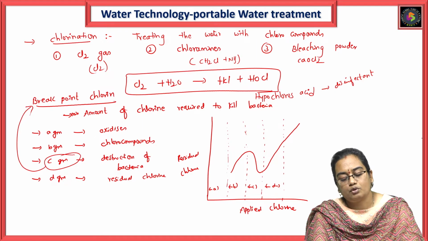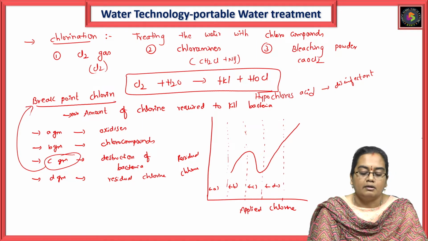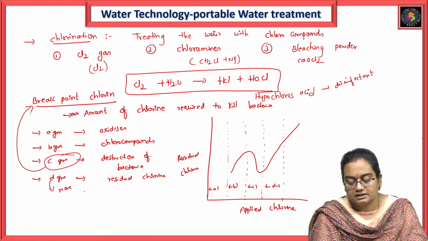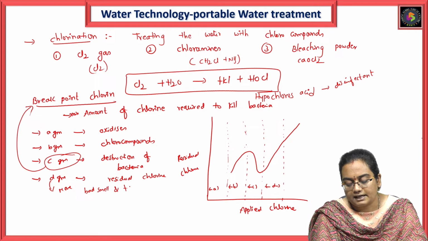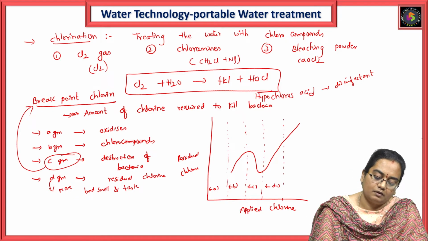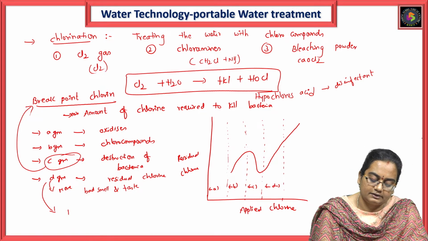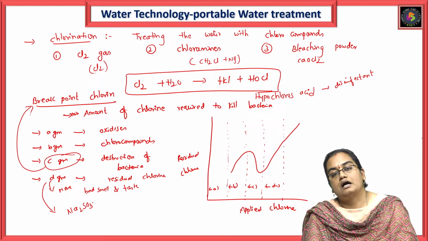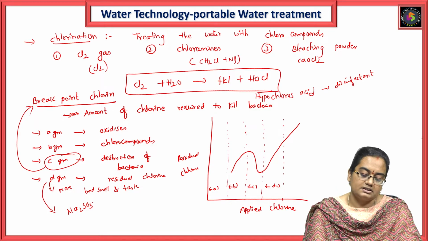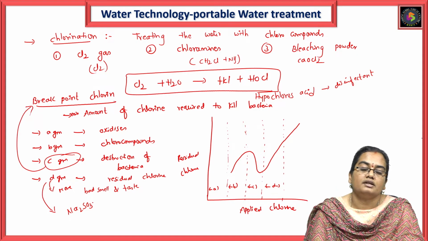If chlorine is added more than D grams, it will give bad smell and taste. To overcome that problem, we need to treat the water with sodium sulfite. When it is treated with sodium sulfite, we can remove the excess chlorine present in the water. So this is how municipal water is treated.